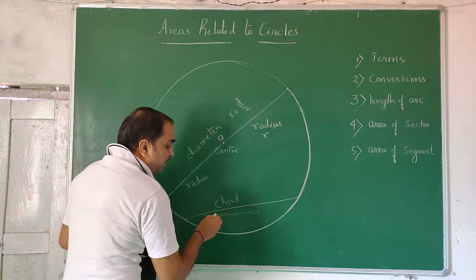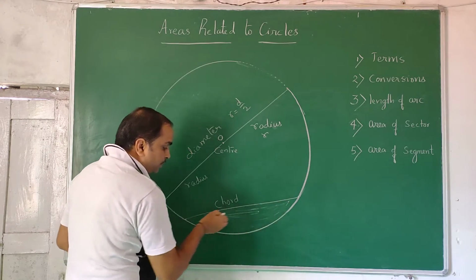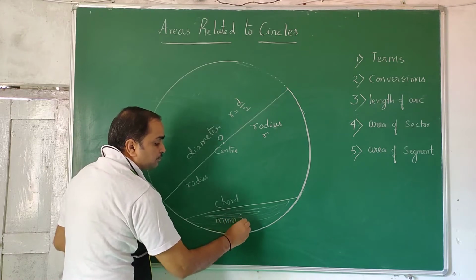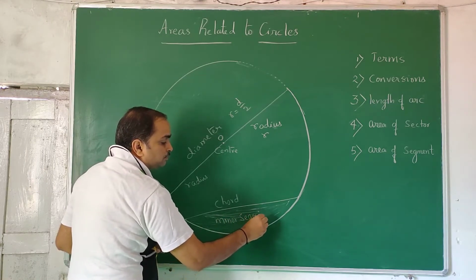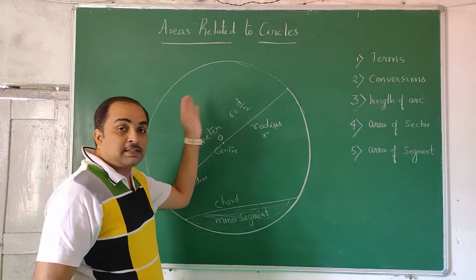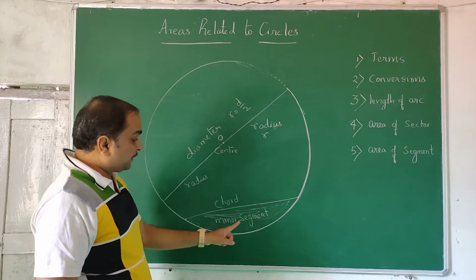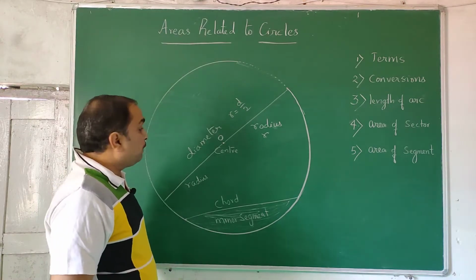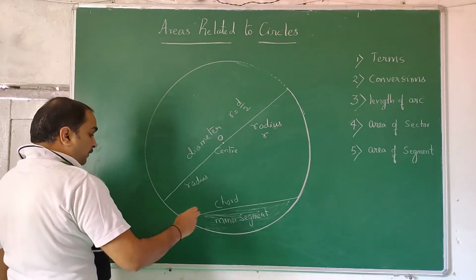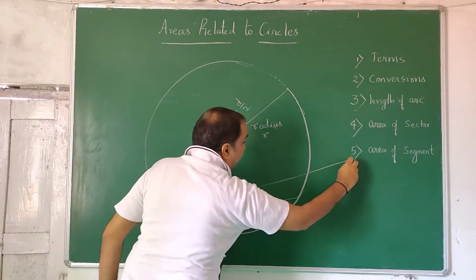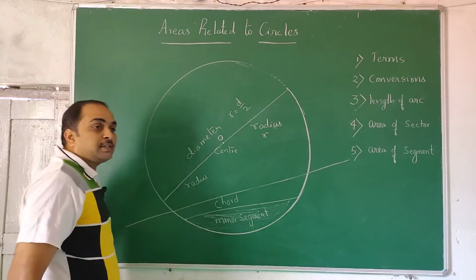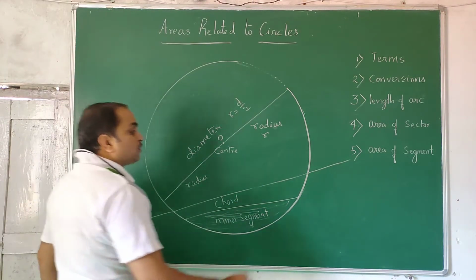The portion spanned by this chord inside is called minor segment. The small one. The other portion which is spanned by this chord, the other side, the bigger one, is called major segment. This is minor segment, that is called major segment. Taking this center, if we have a chord kind of thing but it is extended like this beyond, touching 2 points of a circle and extended, it's called secant.